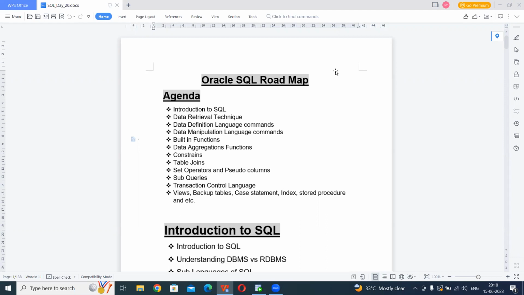So now let me explain why this Oracle SQL has the major weightage. We are the ETL testers. That means we are going to perform some kind of testing activities on the database. So my database understands only the SQL language.